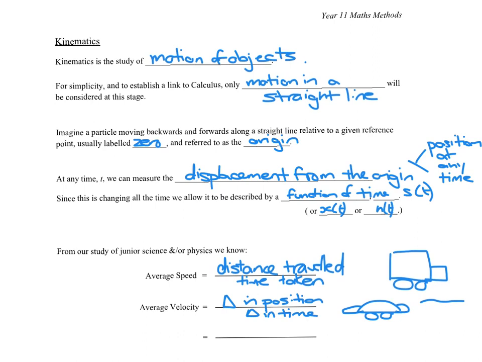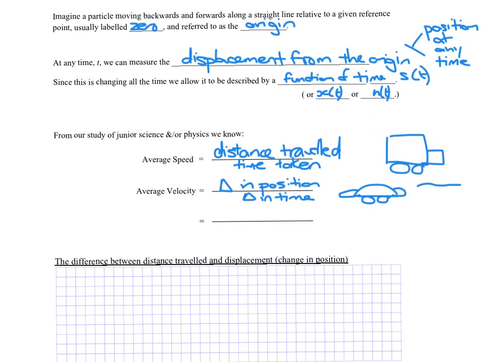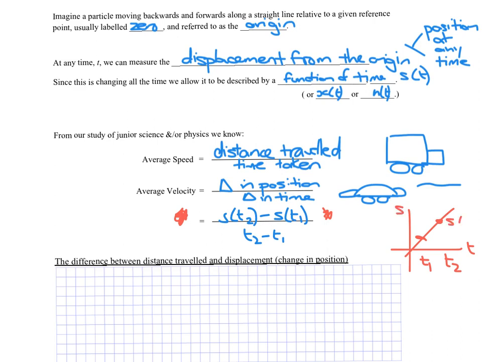So if we're writing this in more mathematical terms, we could write it as follows. We can write that as S of T2, take S of T1, all over T2, take T1. In other words, the position at time 2, take the position at time 1, divided by time 2, take time 1. If we're thinking about this on a graph, this is position, that's T2, and that's T1 because we've got time there and S there. This would be S of T2, and that would be S of T1.